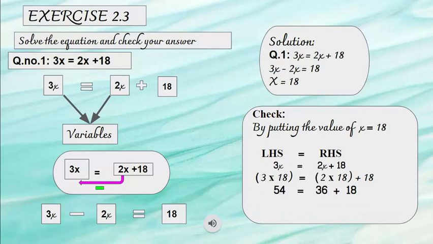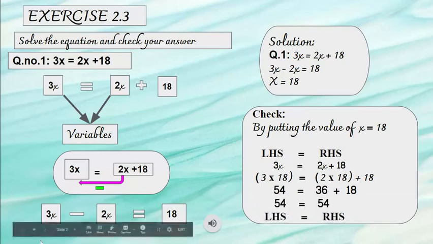So we got 54 on both sides, isn't it? So LHS is equal to RHS. We proved it, means our answer is correct.